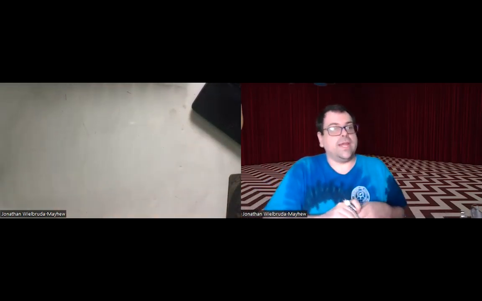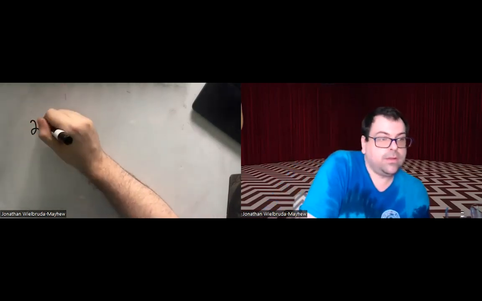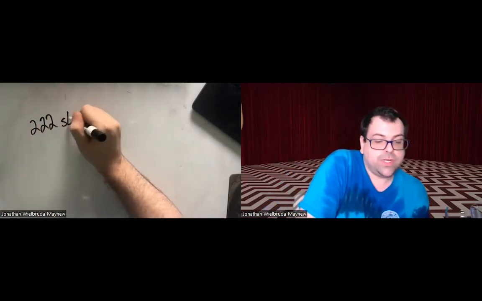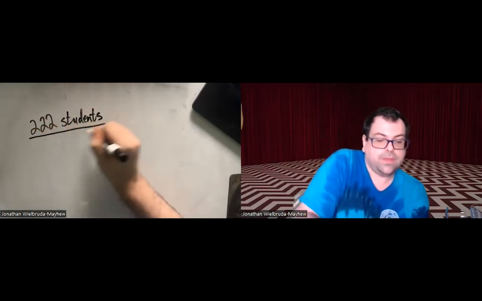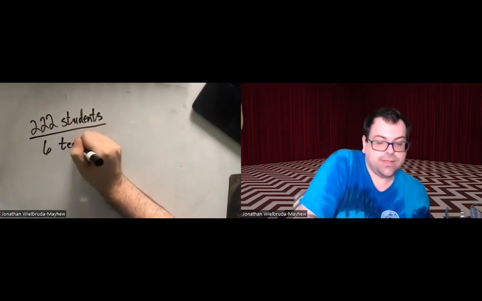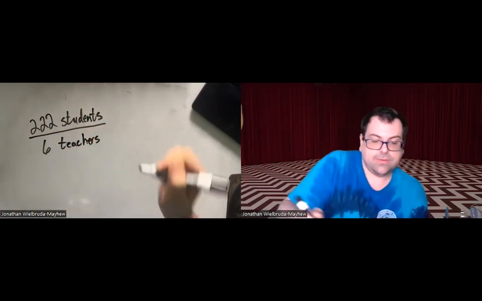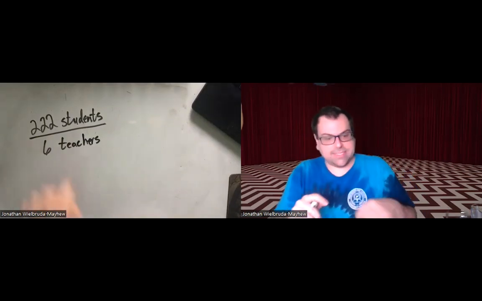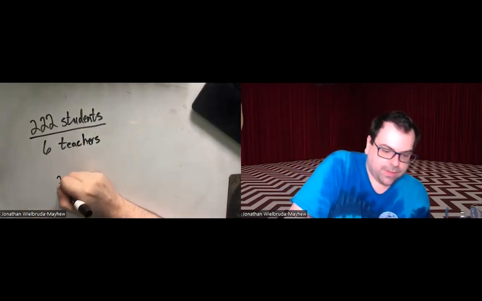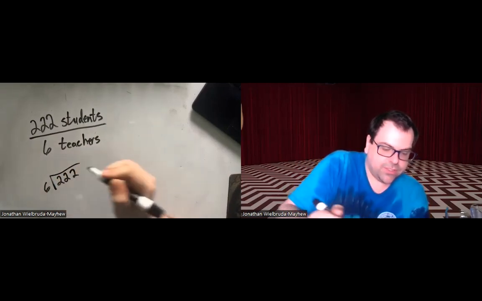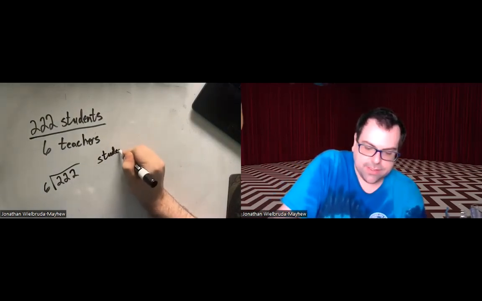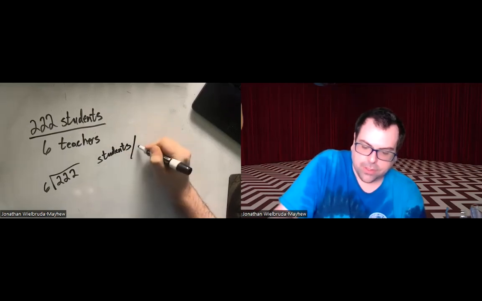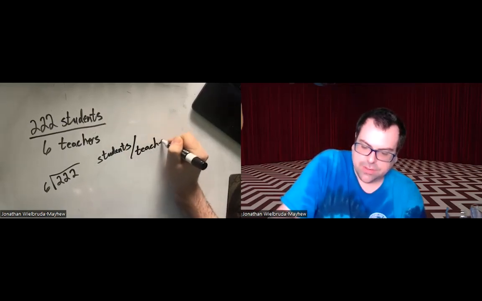We want to find the unit rate. 222 students for 6 teachers. When we find the unit rate, remember this gets split off. We need to divide 222 by 6, and then it's students per teacher.